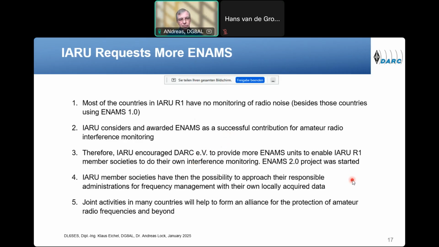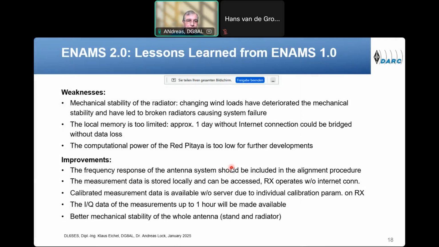And if the IARU is planning joint activities in many countries, this will help to form an alliance for the protection of amateur radio frequencies and beyond, because we see outside the amateur radio bands, noise levels have increased much more than in the amateur radio bands.